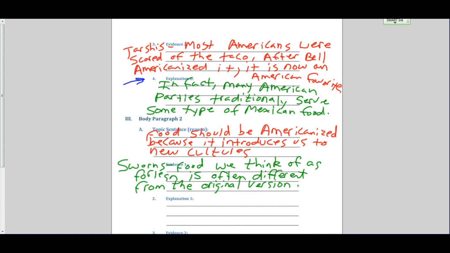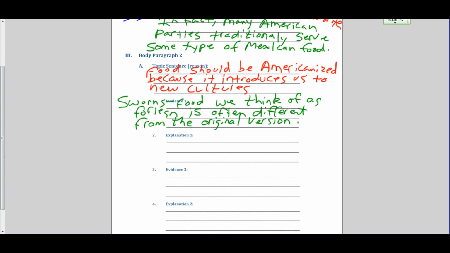Now my job is the same. Before I explain what I mean by that, how does this prove that food should be Americanized because it introduces us to new cultures? And again, this is one of my experiences. I'm going to put, this is evident.